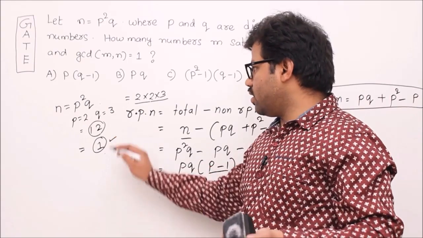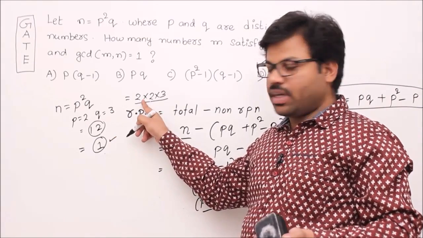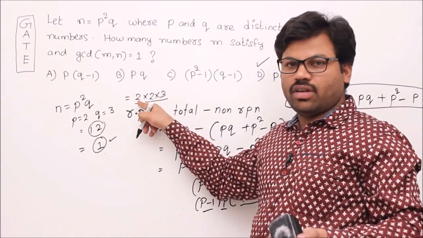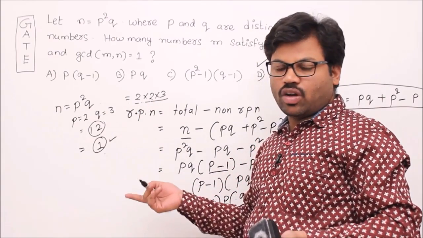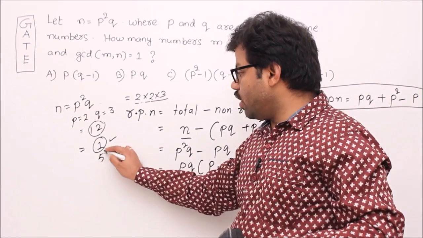So 1 is the right answer. Now next, 2, no, because 2 and this 2 have a common factor, right? Next we can't take 3, we can't take 4 because 2 is common. 5, I am listing out.